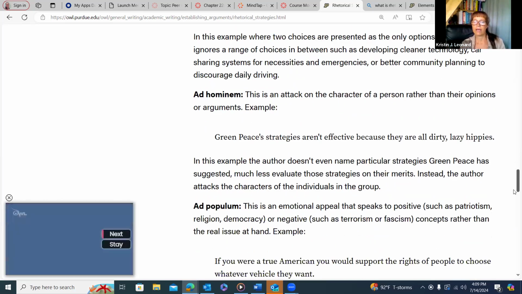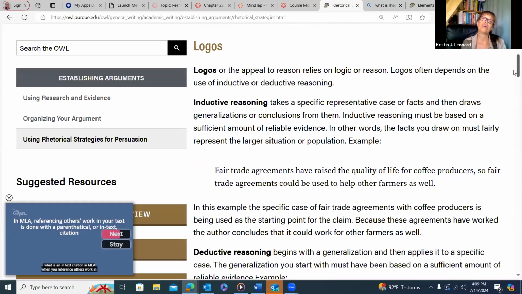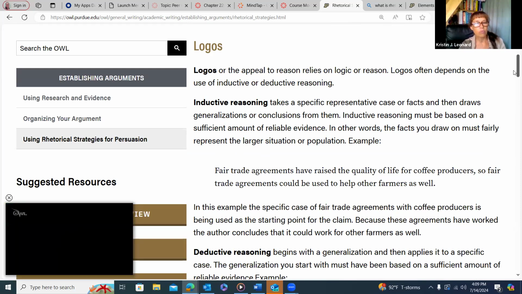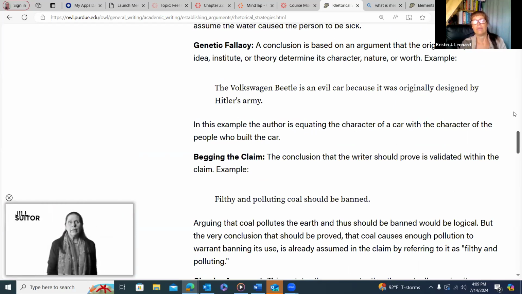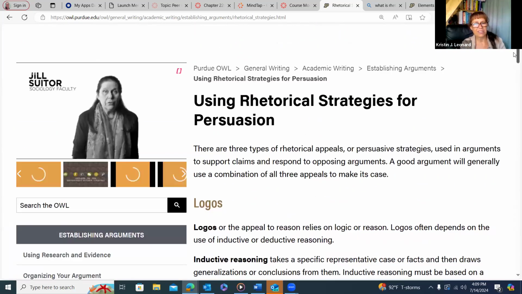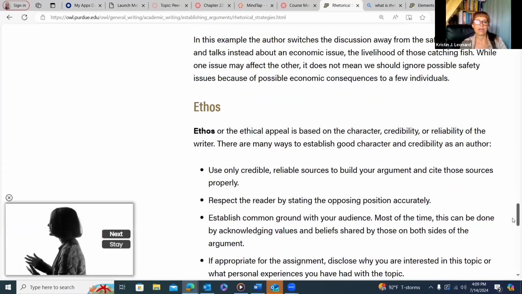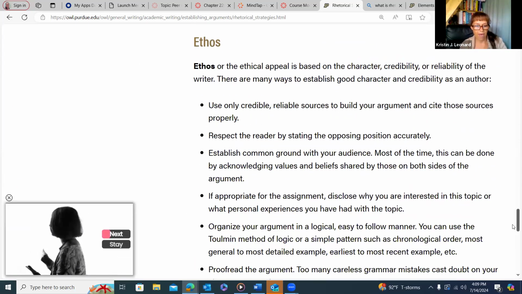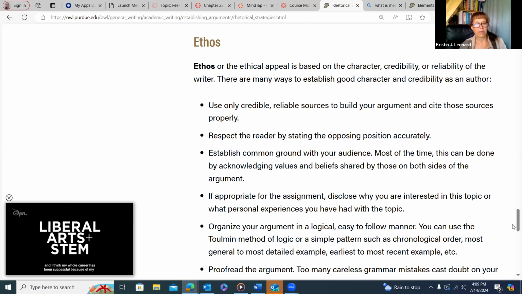All right, so I'm going to go back here. This was all appeals to logic, or logos, okay? So be very careful when you're writing that you're not making logical fallacies. You want to make sure that you are writing statements that are logical and based on fact and evidence. Ethos, this actually is just an ethical appeal.